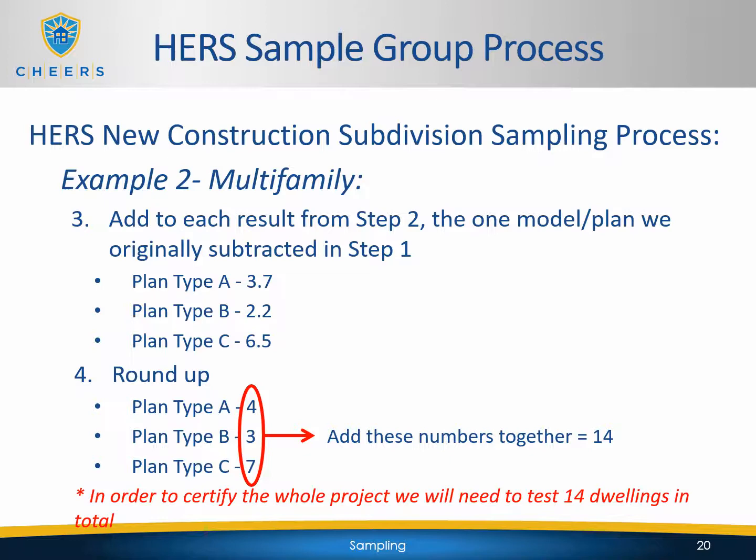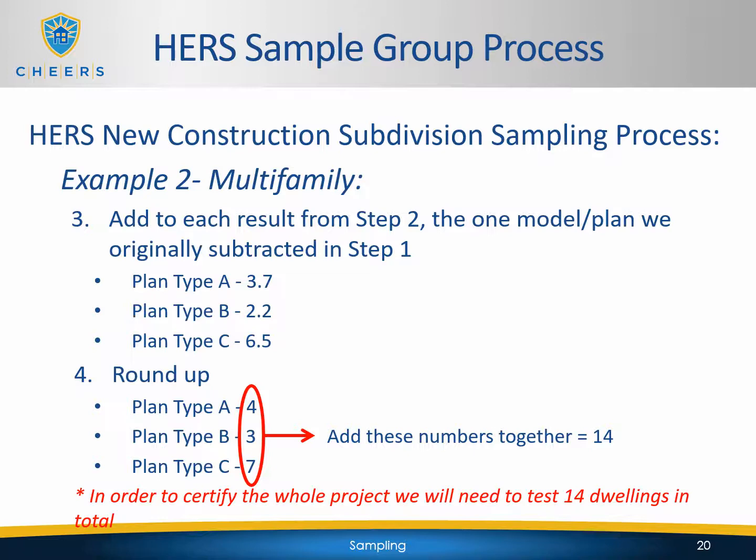Now we need to add back in our model test that we subtracted in step 1. So 2.7 becomes 3.7, 1.2 is now 2.2, and 5.5 becomes 6.5. And last, we need to round up. We always round up, even as you see we have 2.2. We cannot round down to 2. You always have to round up. So 3.7 becomes 4, 2.2 becomes 3, 6.5 becomes 7.